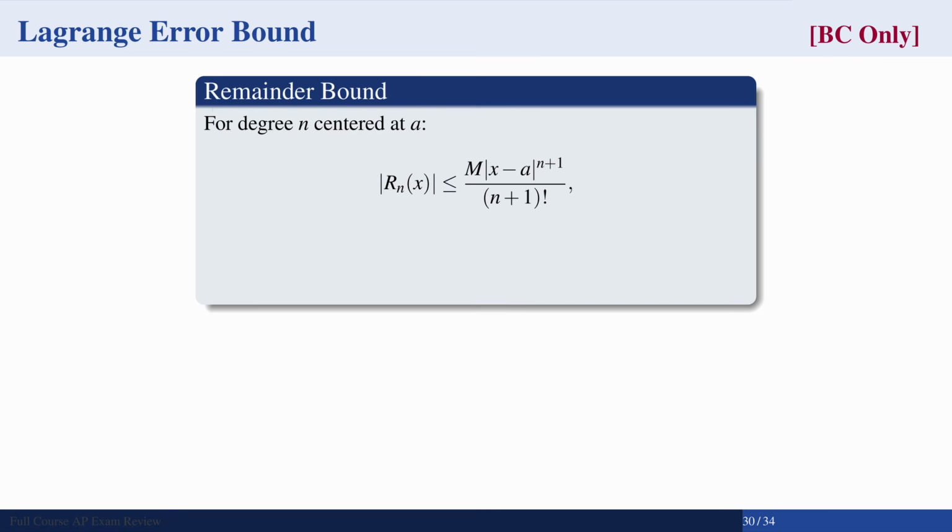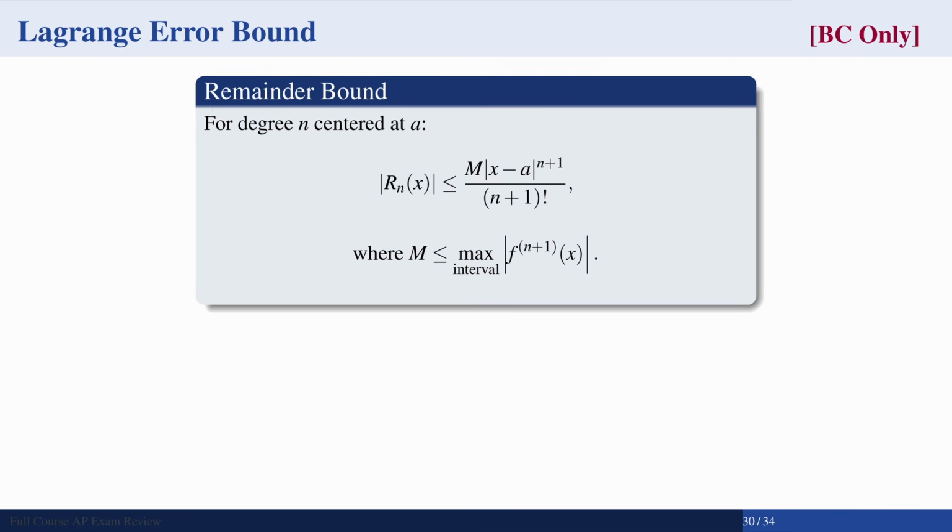All right, it's time. Let's talk about Lagrange error bound. So the Lagrange error bound puts a bound on how wrong you can be when you use a Taylor polynomial. So if you have a degree n Taylor polynomial centered at x equals a, the most you can possibly be wrong, the error, is less than or equal to M times the absolute value of x minus a to the n plus 1 over n plus 1 factorial, where M is less than or equal to the maximum of the absolute value of the n plus first derivative on the interval from the center to whatever you are plugging into the polynomial.